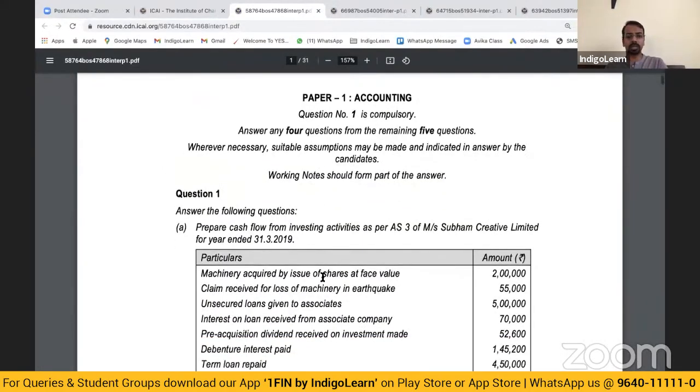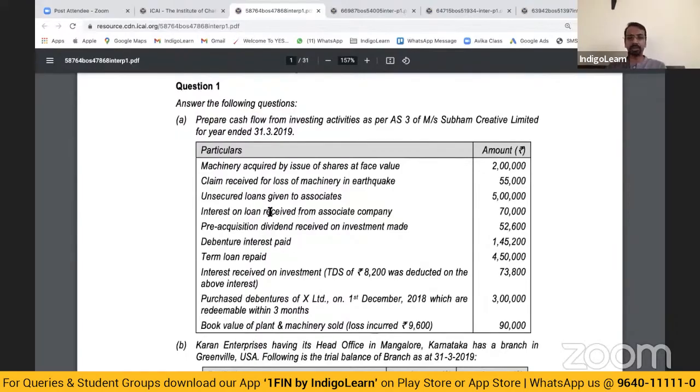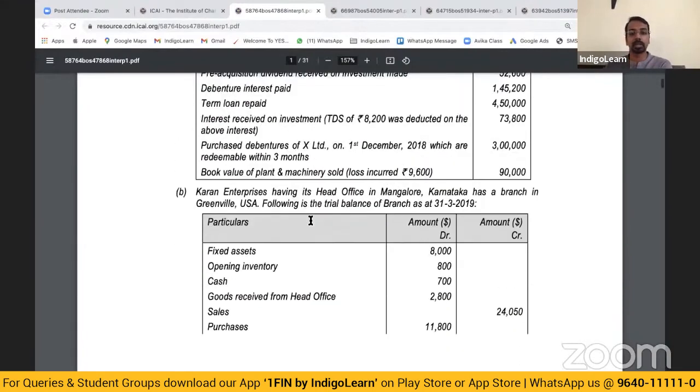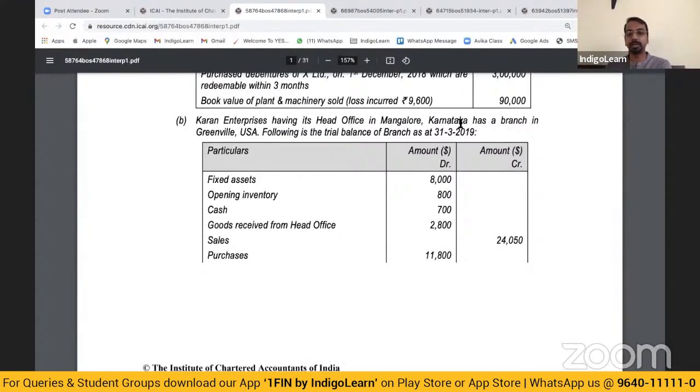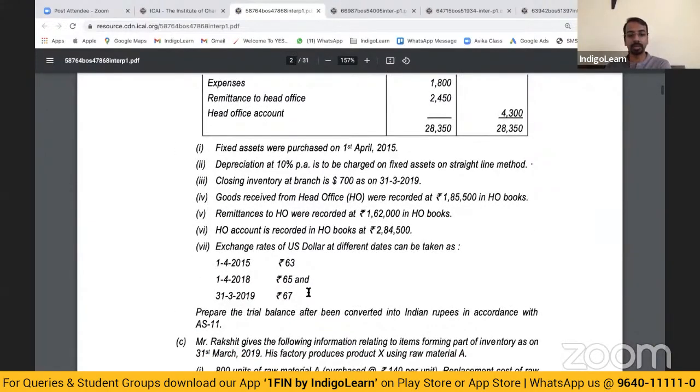Prepare cash flow from investing activities. Only investing activities. You need to identify what are investing activities and prepare. I don't think it is very difficult to prepare cash flow from investing activities in such a case. Okay. Then, head office in Mangalore has a branch in US. Trial balance is given. Prepare trial balance after being converted into Indian rupees in accordance with AS11.